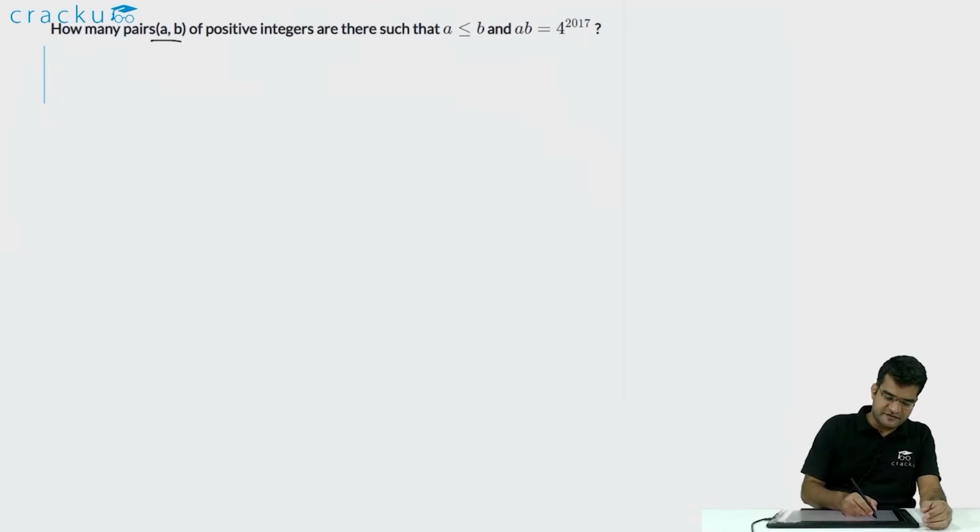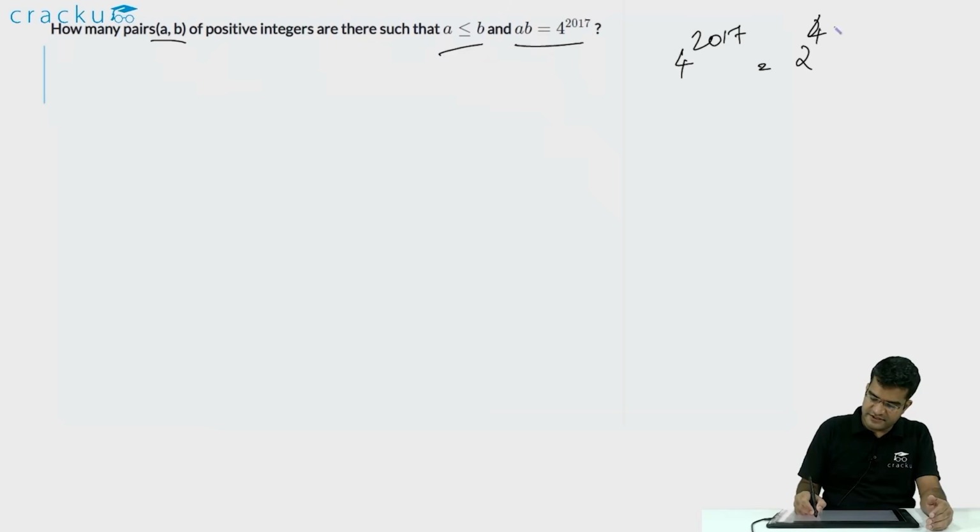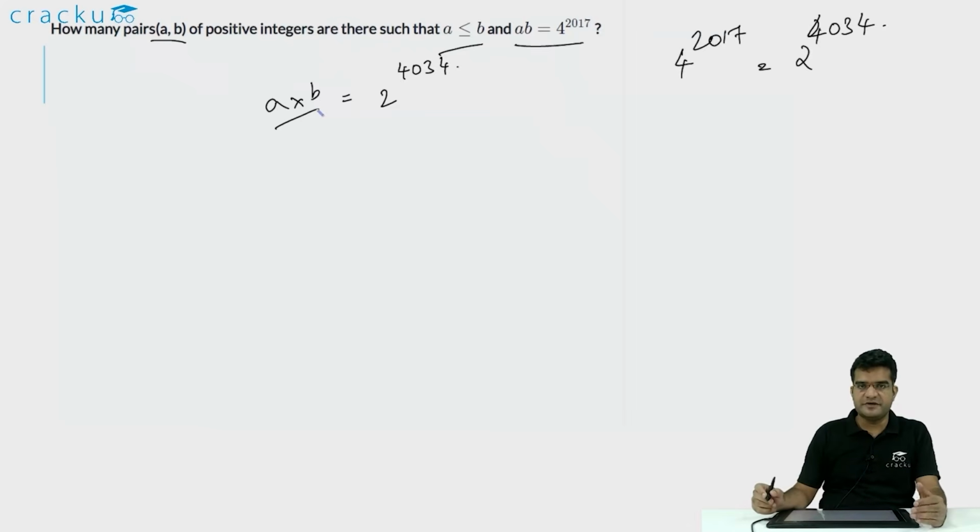In this question, we are asked to find out the number of pairs of integers a and b such that a is less than or equal to b and a into b is equal to 4 to the power 2017. 4 to the power 2017 is equal to 2 to the power 4034. Now we have two integers a and b such that their product is equal to 2 to the power 4034. Therefore, both a and b should be powers of 2.